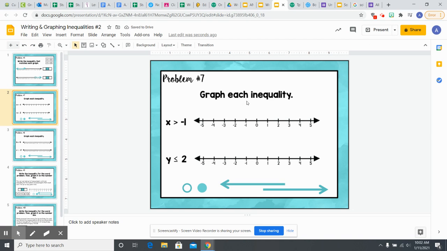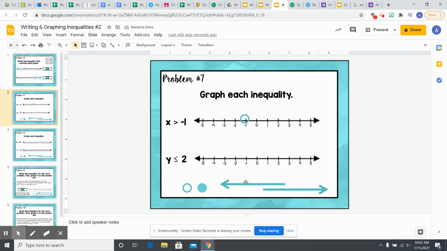All right, so now we need to graph each inequality. On problem number 6, we were writing the inequality that matched the graph. Now we need to match a graph to our inequality. So right here, if I got x is greater than -1, first off, we've got to figure out if we're going to have an open or closed circle. If I don't have my line underneath my or equal to, that means I'm going to have an open circle, and it's going to go on -1. So I take my open circle, put it over here on -1.